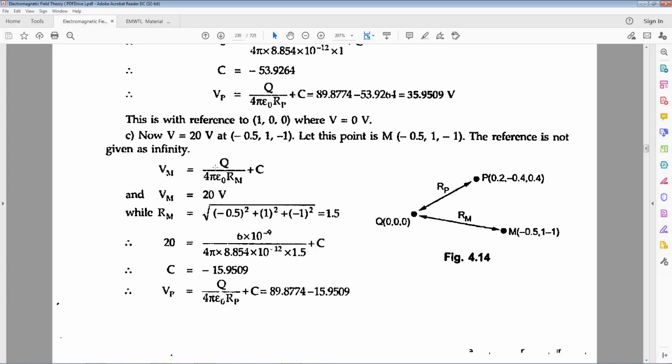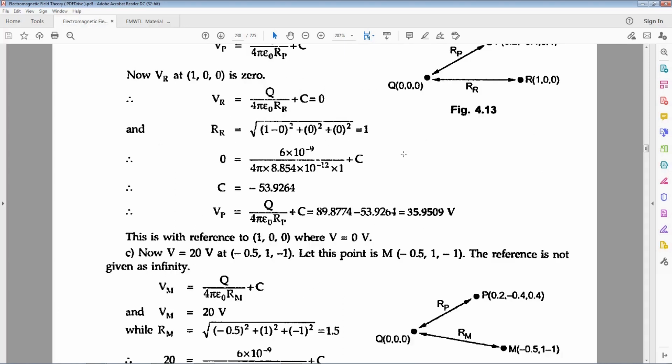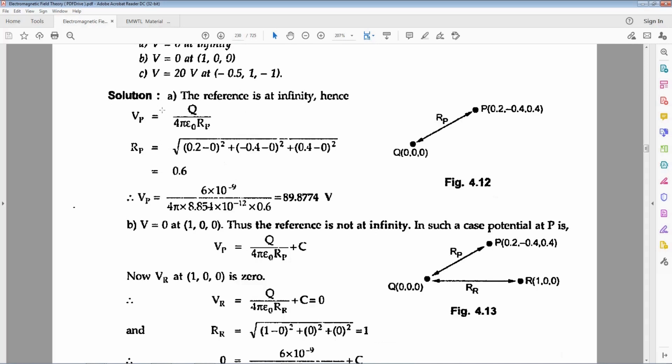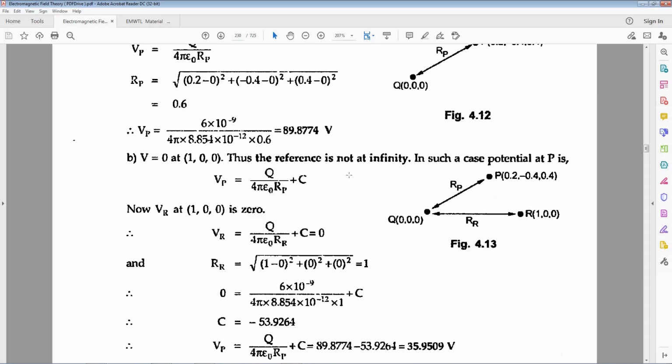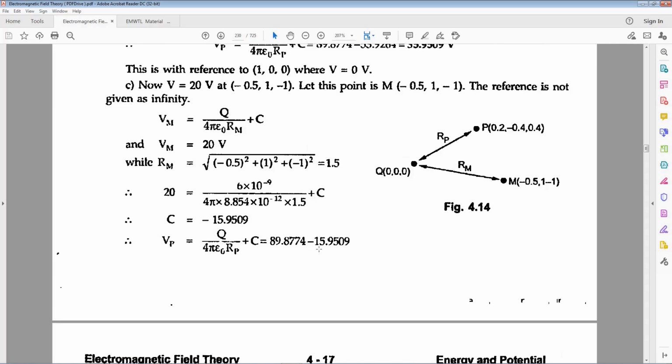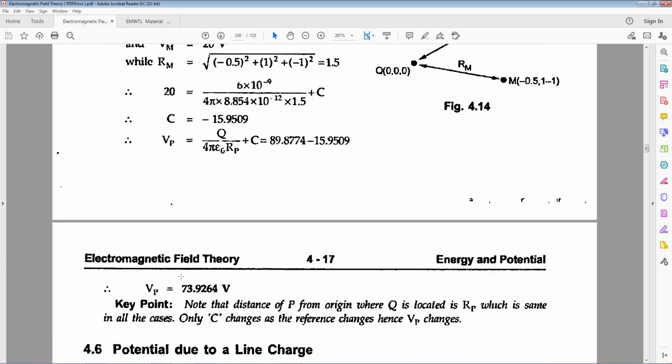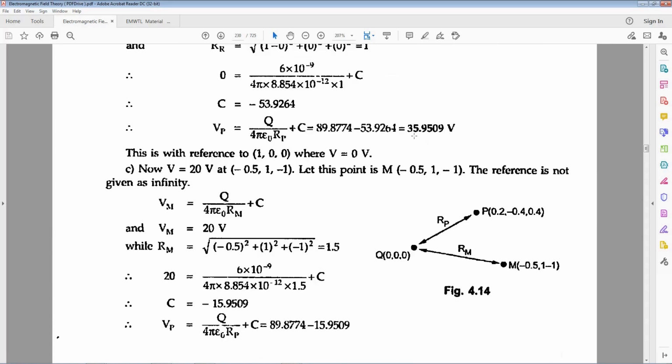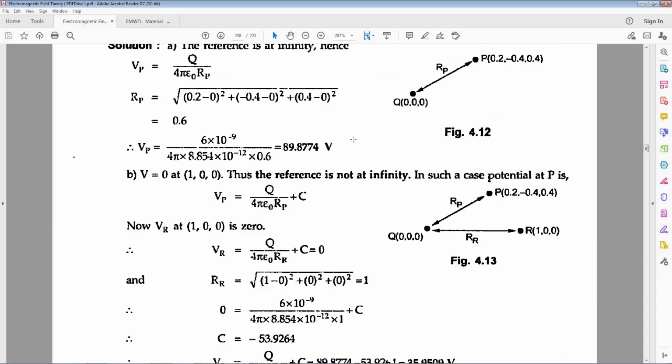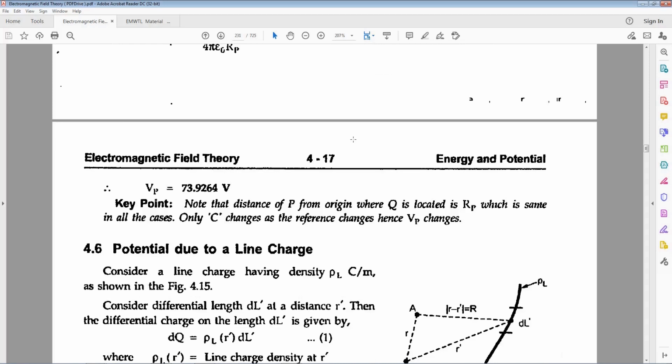And V suffix P is equal to, you can add the value with the 89.8774. Already we got, with the reference at infinity, 89.877. You can subtract the value of minus 15. The V suffix P we got as 73.9. Note that the distance from point P to the origin where the Q is located is R suffix P, which is the same in all the cases. 73.9 here, and another one we got as 35.9, and it is 89.8. Okay.